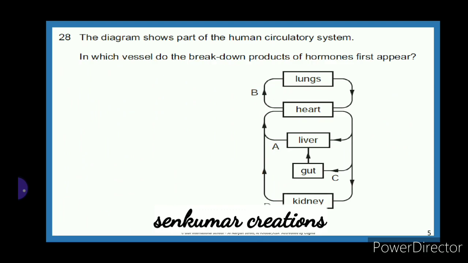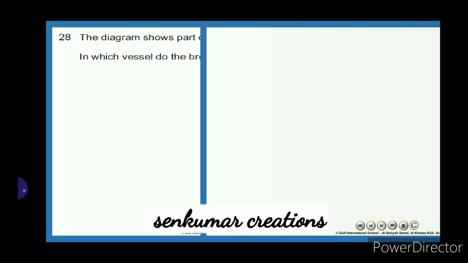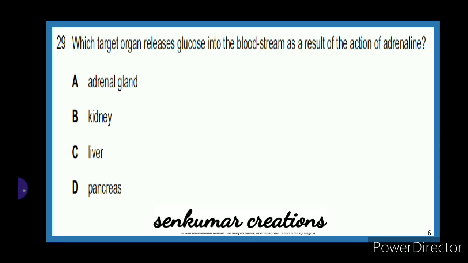The diagram shows a part of the human circulatory system. In which vessel do the breakdown products of hormones first appear? A or B or C or D? What is the answer? A, the liver. It plays a major role in the breakdown of hormones. This mainly happens in the liver only. Okay, good.